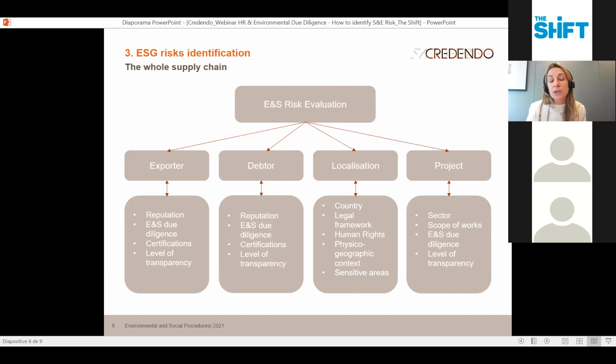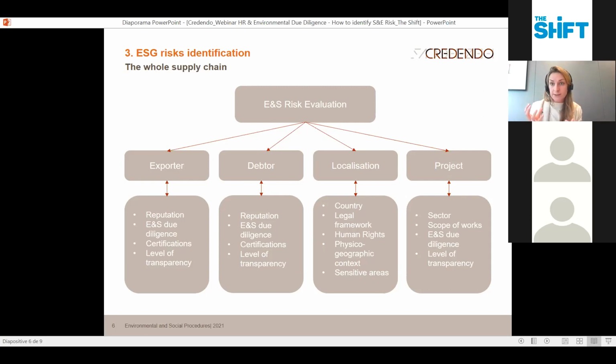What are the ESG due diligence measures that they are assuring? Are there some certifications that imply some ESG management of their operations? What is their level of transparency? The localization is quite an important point as well. As I said, depending on the country, the legal frameworks that are in place, what are the human rights impacts?